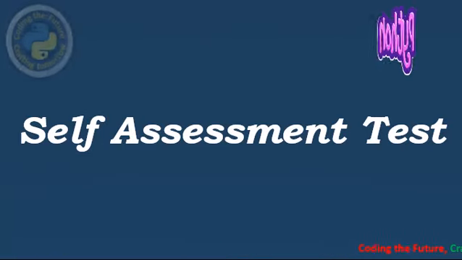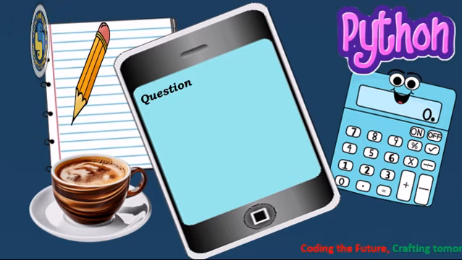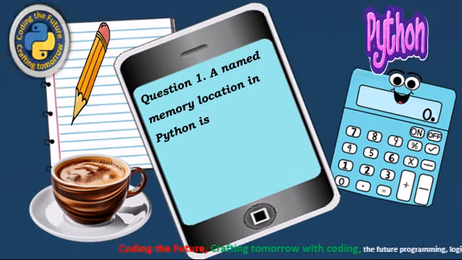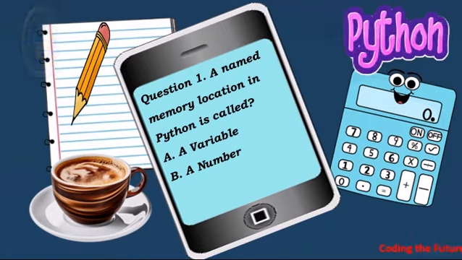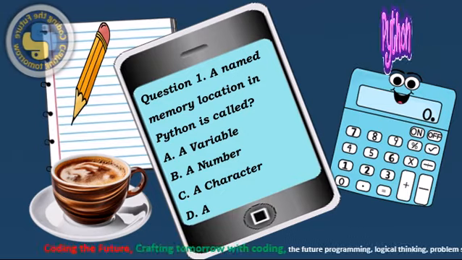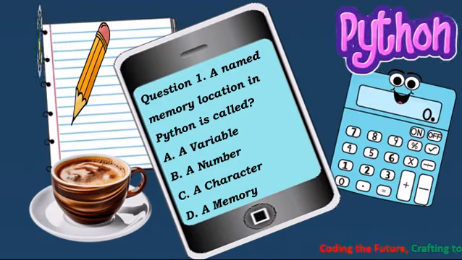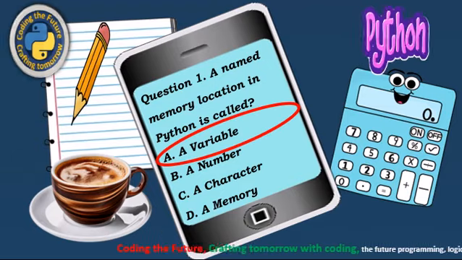It's time for the self-assessment test. Question number 1. A named memory location in Python is called: A. a variable, B. a number, C. a character, D. a memory. The correct option is option A, a variable.